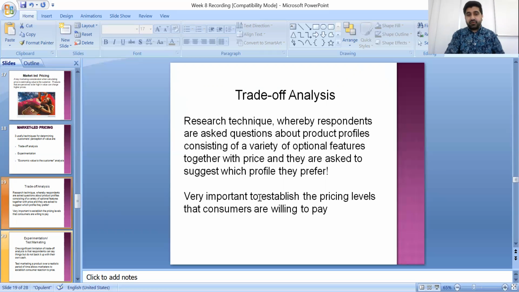Trade-off analysis is very important to establish the price level that consumers are willing to pay. Yes, because we have already taken questionnaires from these customers about what type of product they would like to see. So based on their answers, we produce that product and fix the price.